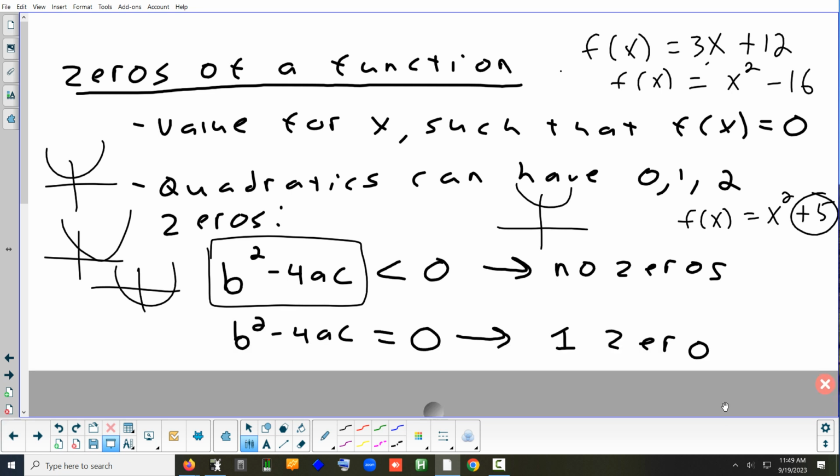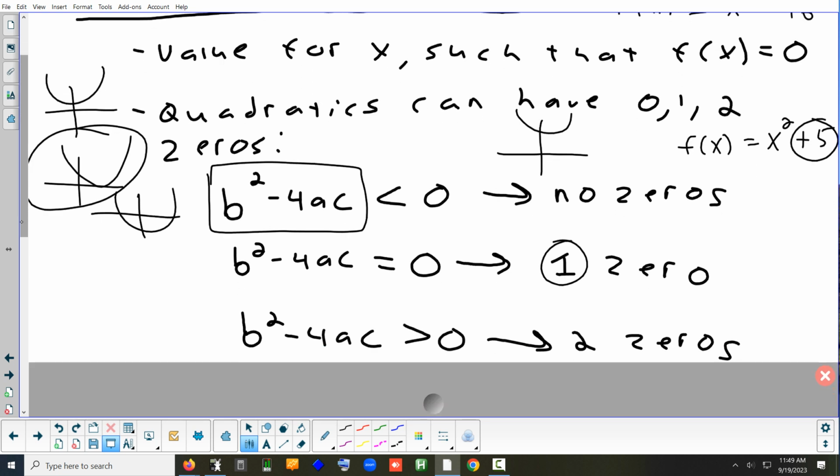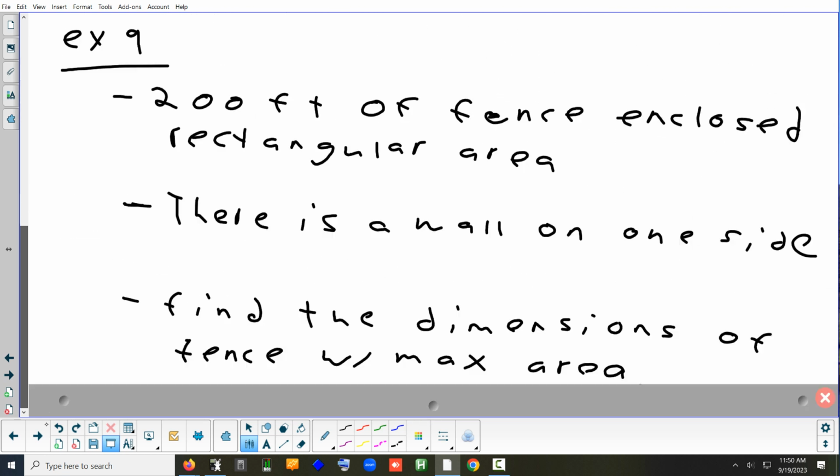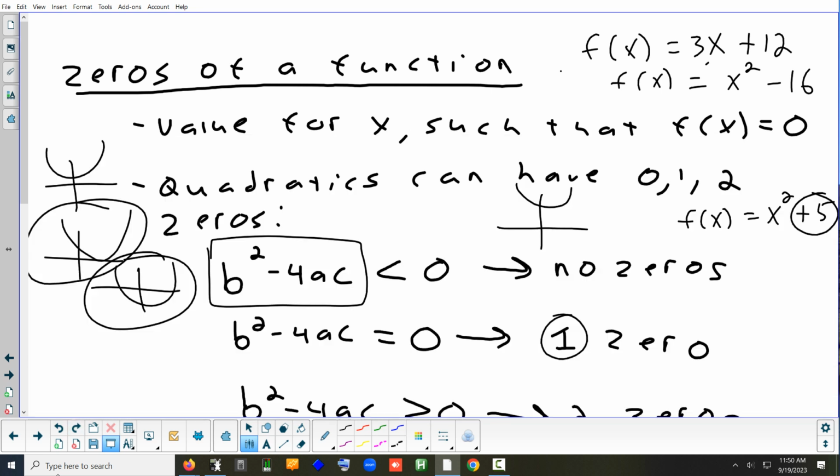If b squared minus 4ac comes out to exactly 0, then you would have this case. You have a graph that just comes down, touches the x-axis once, and goes back up. Once, 1, 0. And then if b squared minus 4ac comes out greater than 0, you've got this case, which means you have 2. Well, 2 solutions.